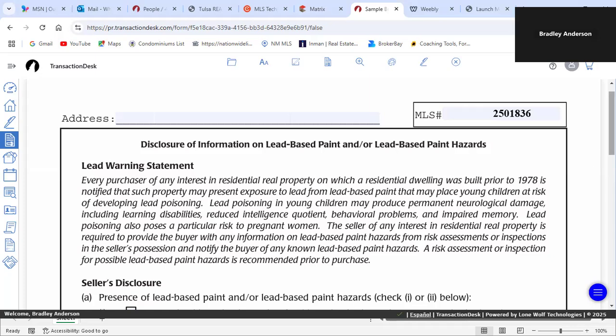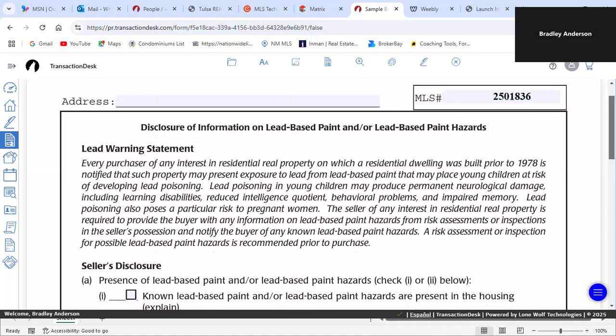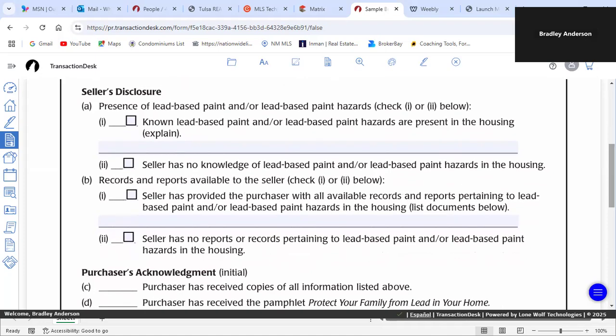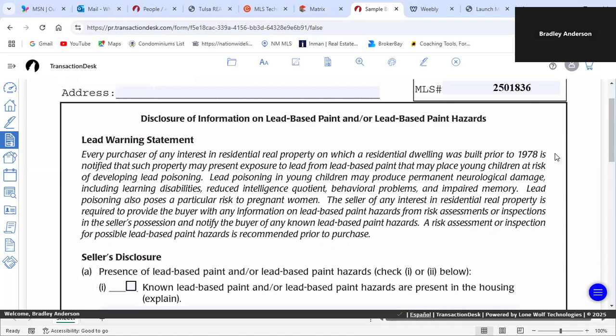If you represent the buyer, the one thing to remember is that the listing agent should already have this uploaded into the MLS. If they don't, they need to get this to you, but make no mistake about it, this is initiated by the seller, and here's why. The seller has to disclose to any potential buyer what the status is with regards to lead-based paint.